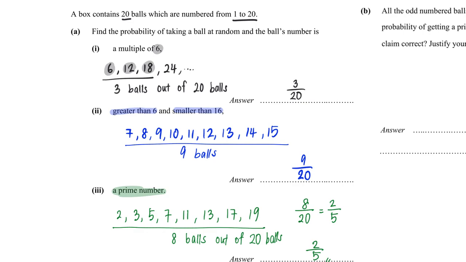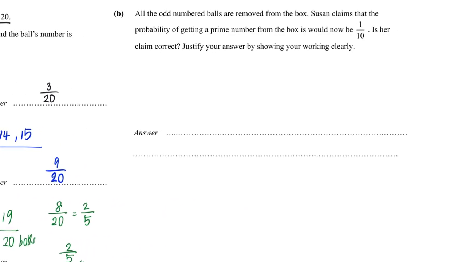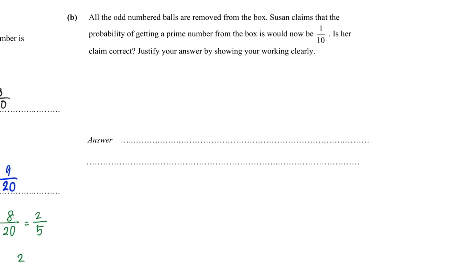Now for part B, all the odd numbered balls are removed. And now Susan claims that the probability of getting a prime number from the box will now be 1 over 10. Is the claim correct? Justify your answer by showing your working clearly.